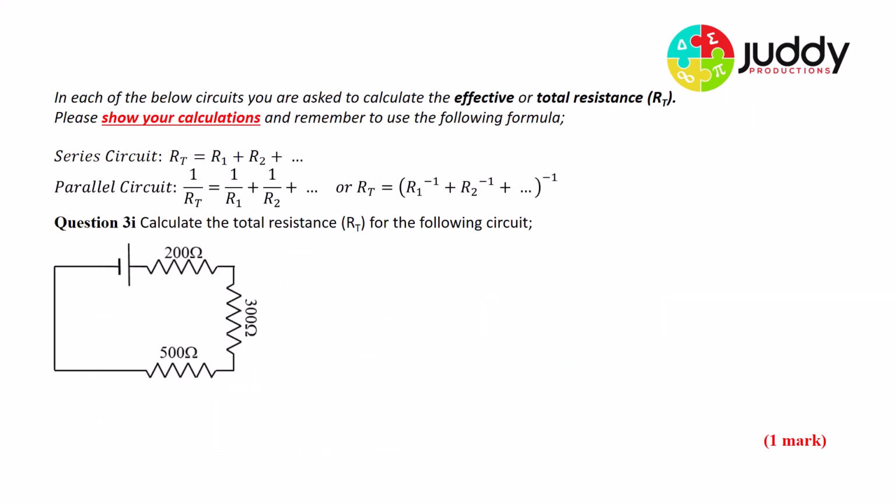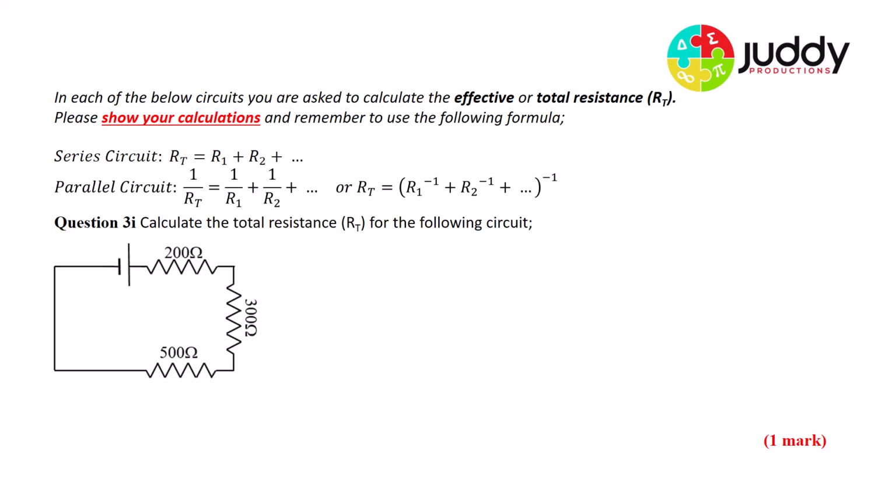In each of the following circuits, you're asked to calculate the effective or total resistance, RT. Please show your calculations. Remember to use the following formulas. So here's a rule for calculating the total resistance of a series circuit and a rule for calculating the total resistance for a parallel circuit. Each of these questions involve a diagram, and I ask you to pause the video at the end of each question and try it yourself in your books. So question 3.1, calculate the total resistance RT for the following circuit.